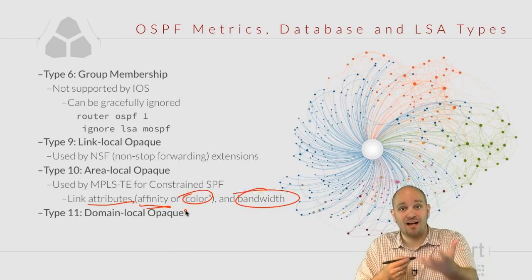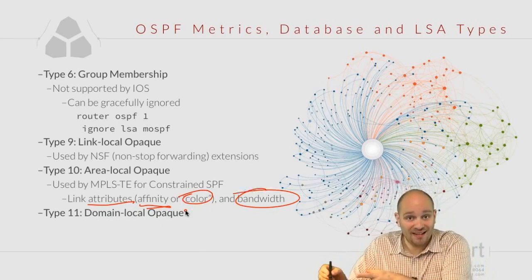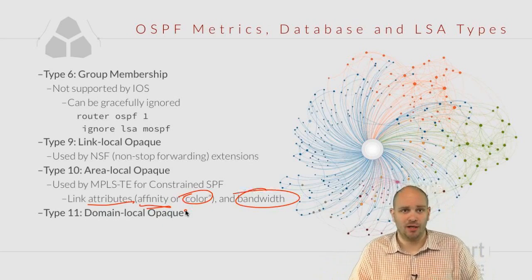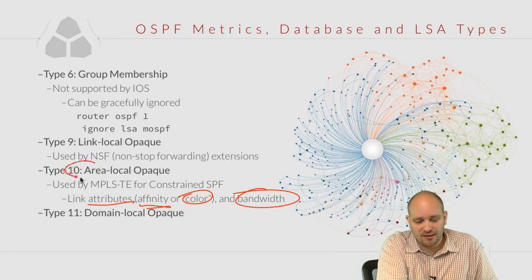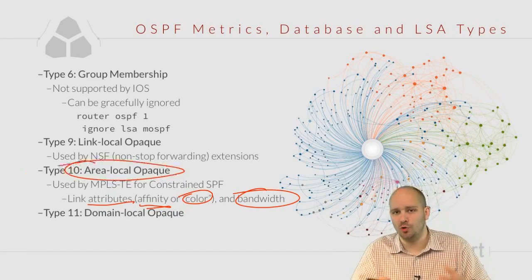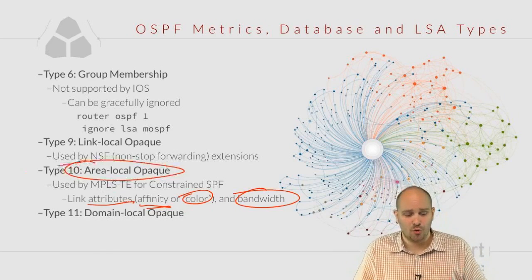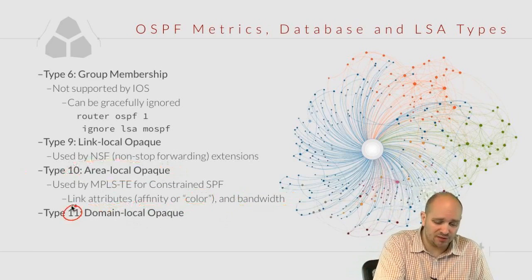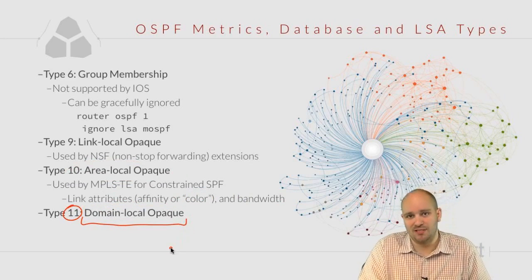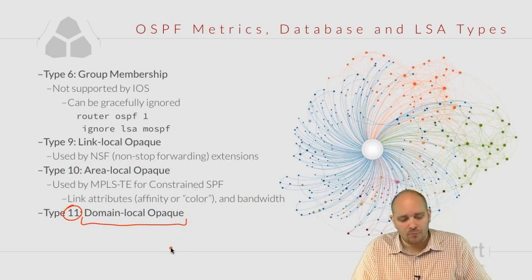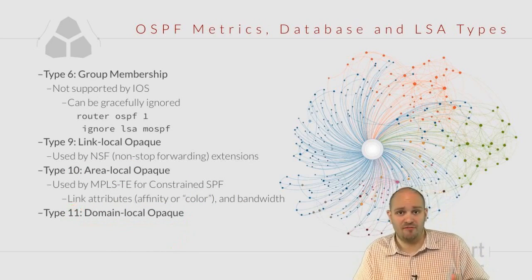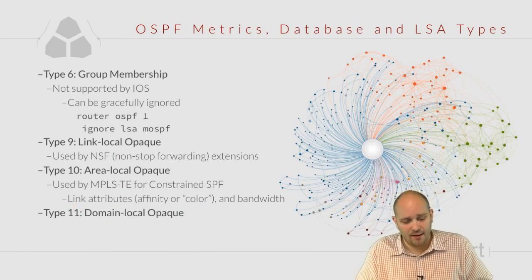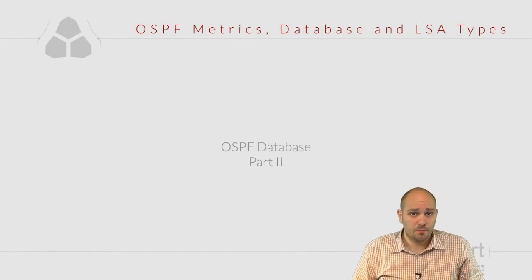So not the calculated cost based on the bandwidth, but the actual bandwidth available on that particular link for a certain application that can be used. So this LSA is used to communicate these advanced link attributes throughout the OSPF network. And there is also type 11, which is a domain wide, or domain global, opaque LSA, but I am personally not aware of any OSPF implementation of the domain wide opaque LSAs.